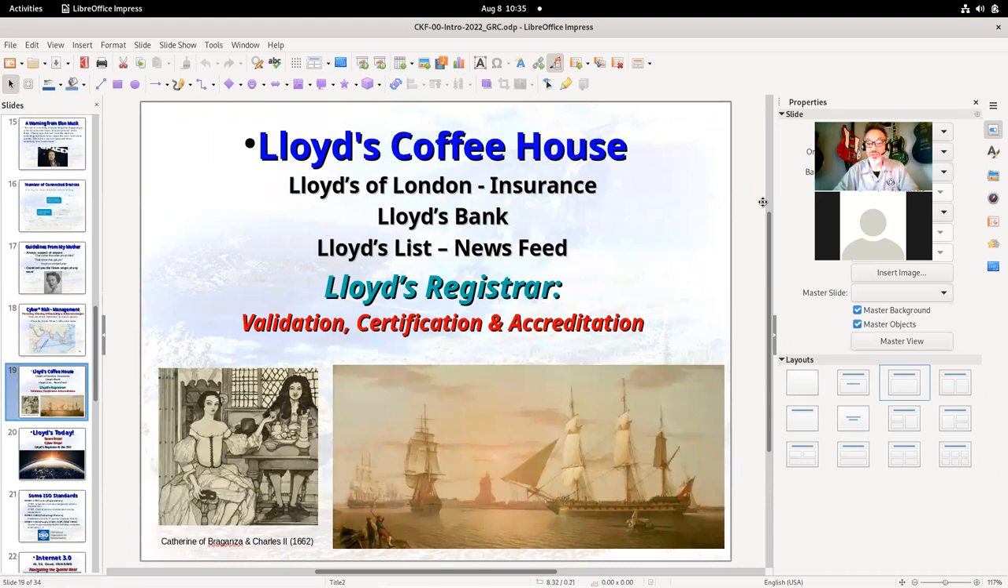A lot of the terms we're going to use, a lot of the processes that we use, actually came from this time. They came from Lloyd's Coffee House. Catherine of Braganza of Portugal got to be, we think, the first person to mix peanut butter and jelly. Or in this case, actually, because the Portuguese invented a ship, high-speed networking.